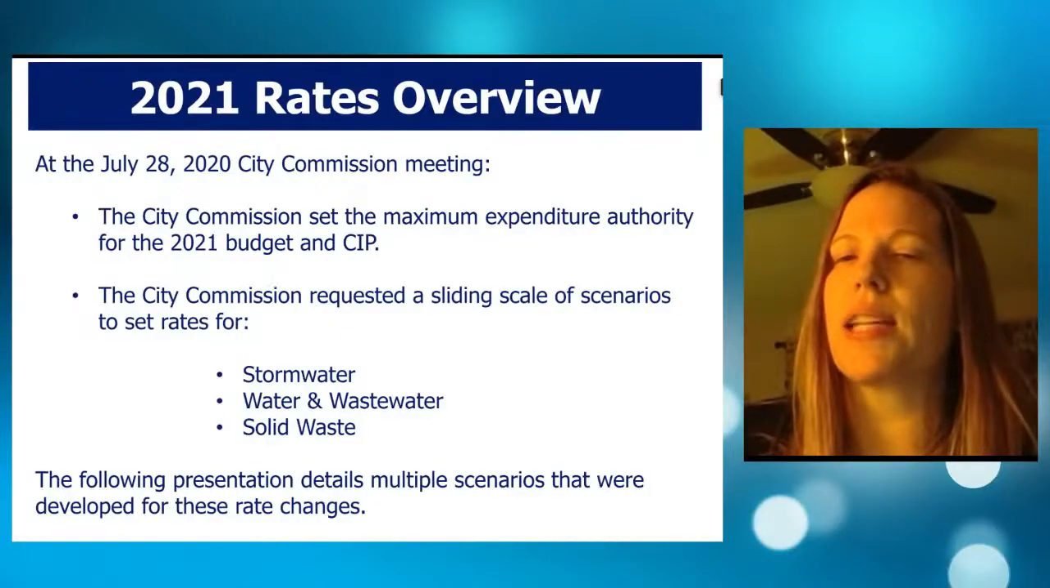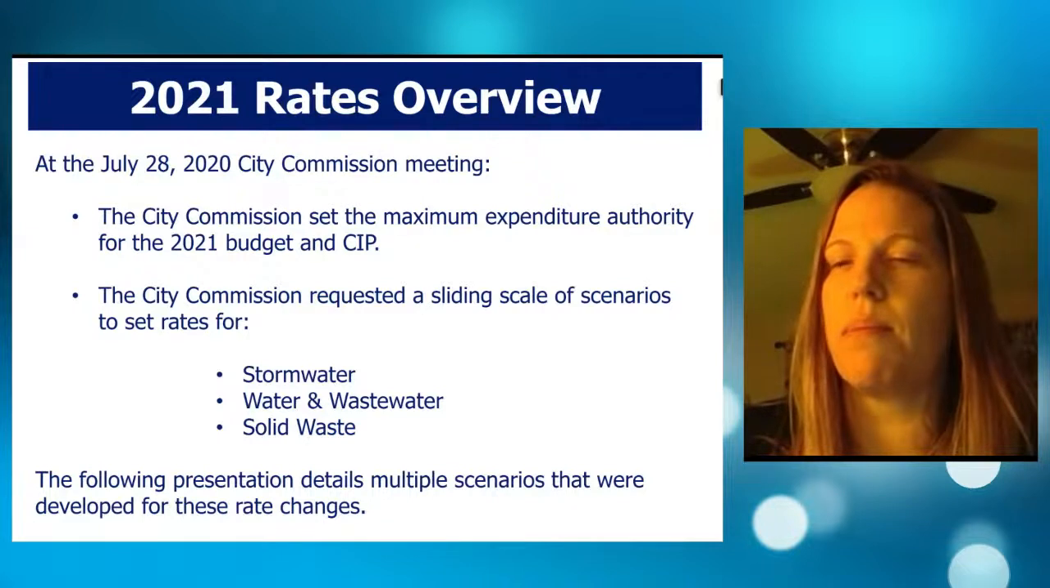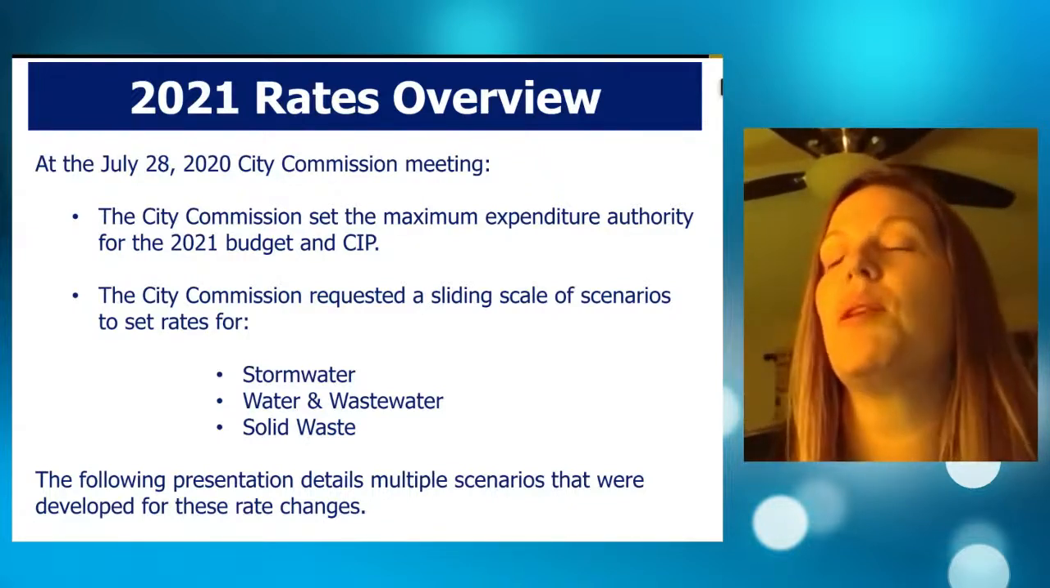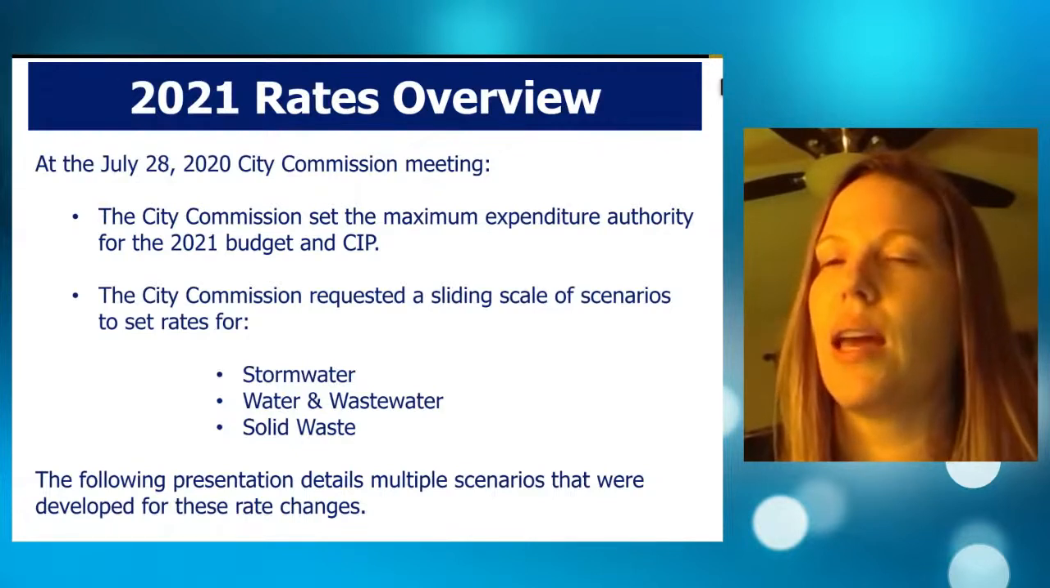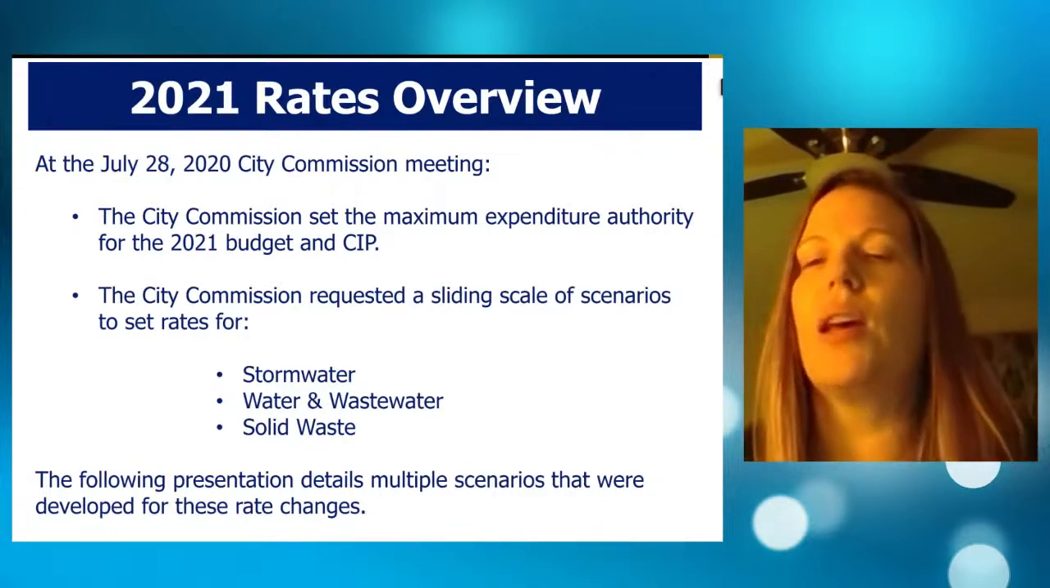We appreciate it. So I think a good place to start is an overview of where we are and why we're here today. Back in July on the 28th, at that City Commission meeting, the Commission set the maximum expenditure authority for the 2021 budget and CIP. What that meant was we didn't know what the rates were going to be because the rate models were not completed yet, but we set a maximum amount to fully fund the budget.